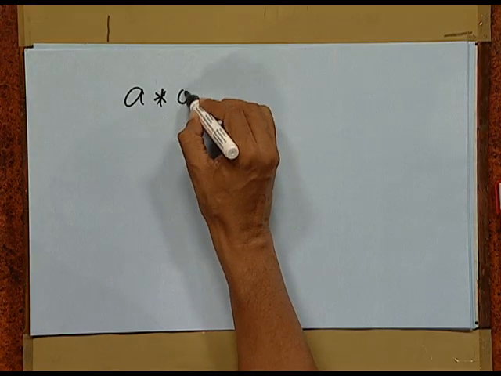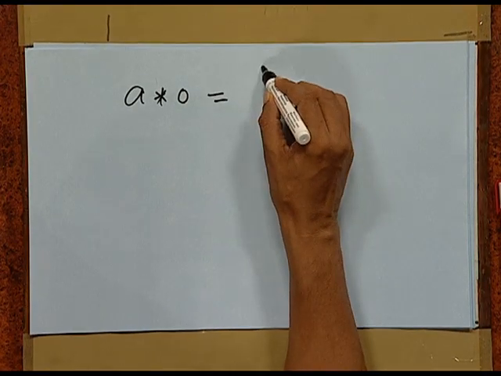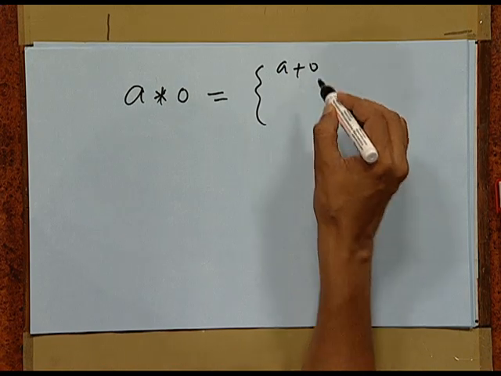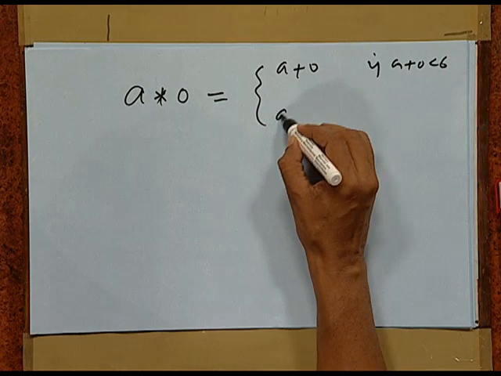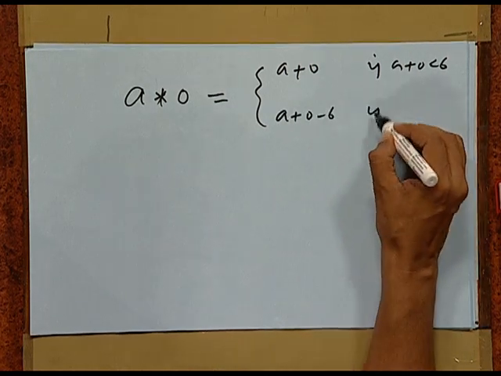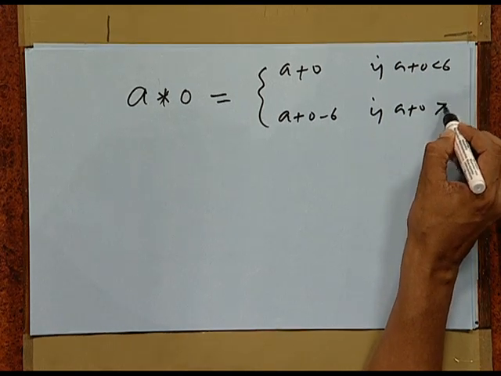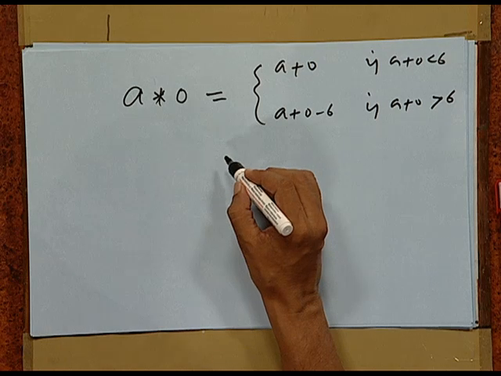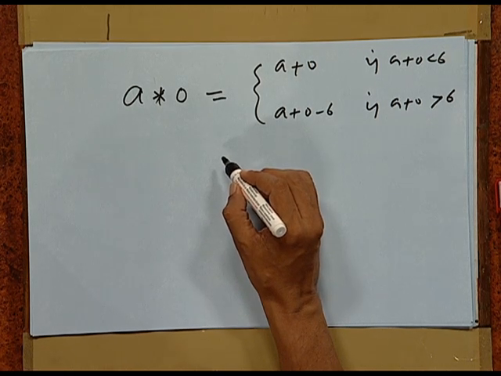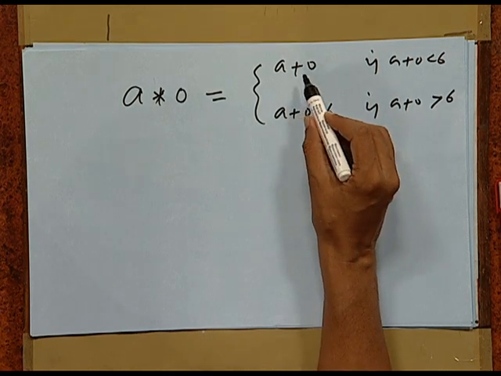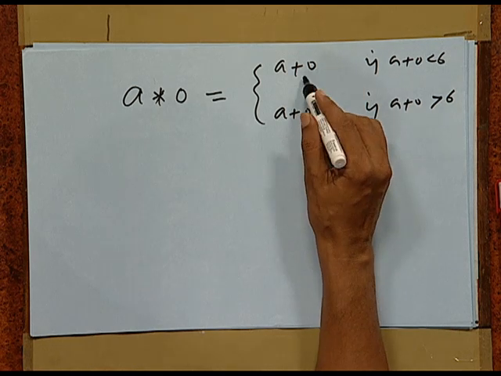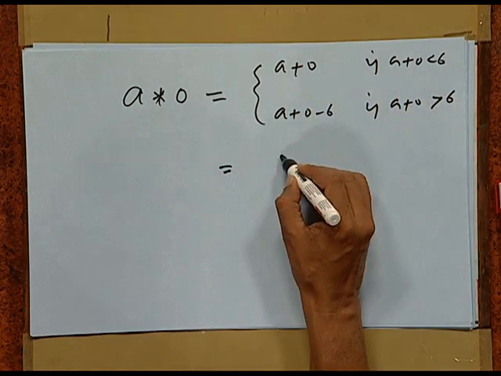We guess that 0 is the identity. So, to show that, we have a star 0. This will be equal to a plus 0 if a plus 0 is less than 6, or a plus 0 minus 6 if a plus 0 is more than 6. Now, since every element in the set is up to 5 only, so a is less than 6, so a plus 0 is also less than 6, so the first case is okay. So, we have this is equal to simply a.